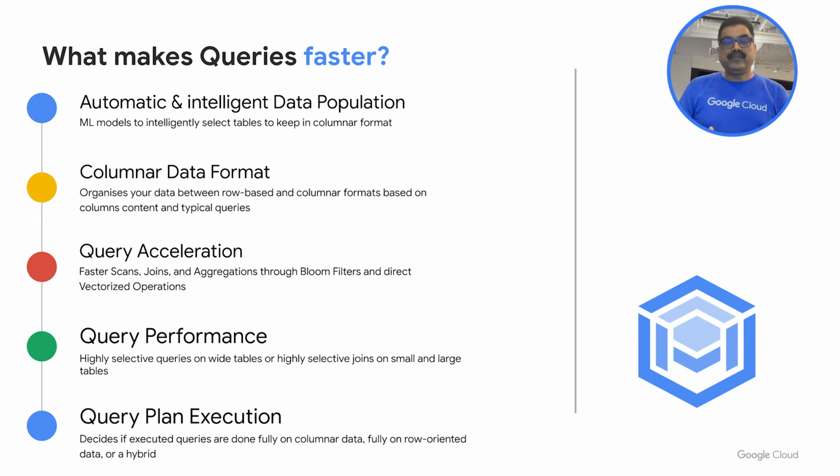For optimizing query performance, AlloyDB provides the maximum query performance when using highly selective filters on wide tables or when joining tables with high selectivity. And last but not the least, we have the vectorized operations for faster aggregations. AlloyDB can directly perform vectorized aggregation operations on the columns. This means that it can perform operations like sum and average on column data without having to materialize the entire result set. This can improve performance significantly, especially for large data sets.